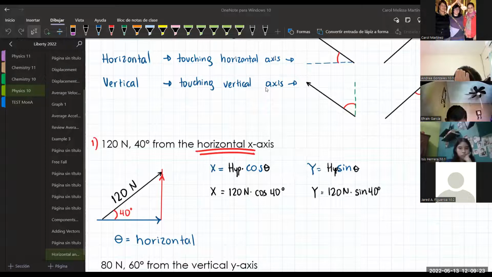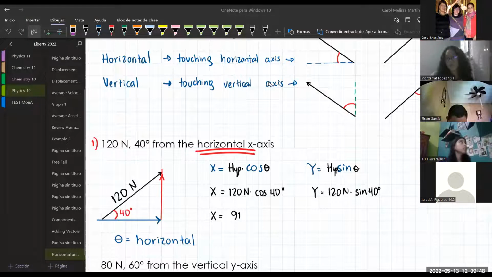Remember that your calculator must be in degrees. How much is x? 91.92 Newton. 91.93 rounded Newton. Is it positive or negative? Positive. It is positive because it's going to the right.